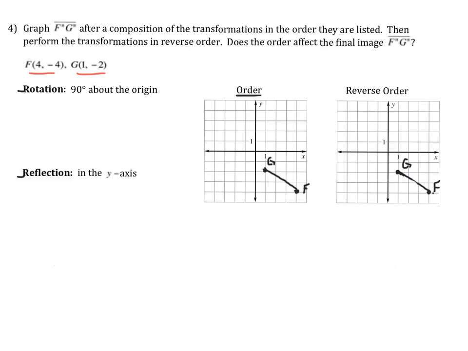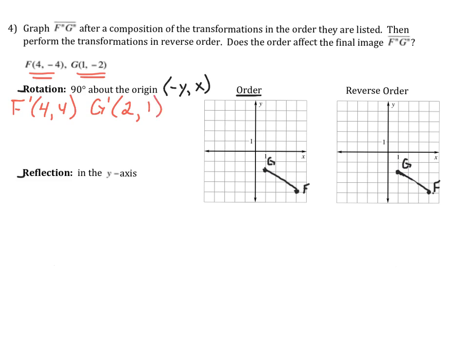Now the first thing I want to note is that my rule for a 90-degree rotation about the origin is going to change my point from (x, y) to (negative y, x). So first thing I want to do is apply that rule to my original points, F and G. I'm going to get F prime, which is going to end up at positive 4, and G prime, which is going to end up at positive 2, positive 1.